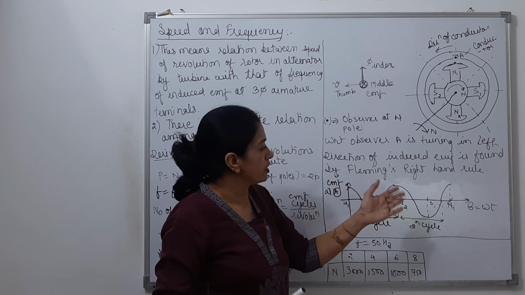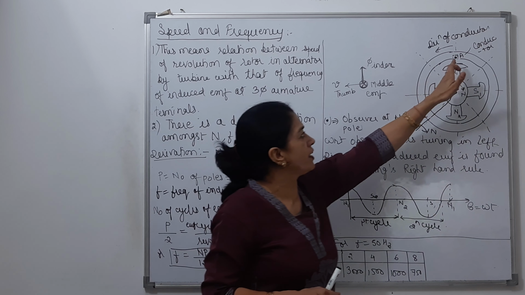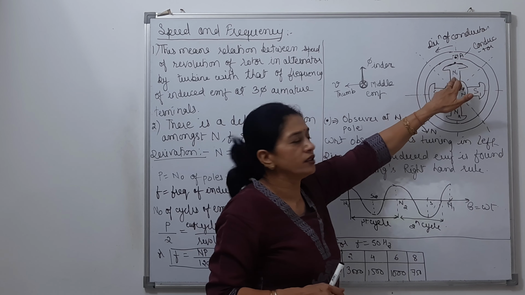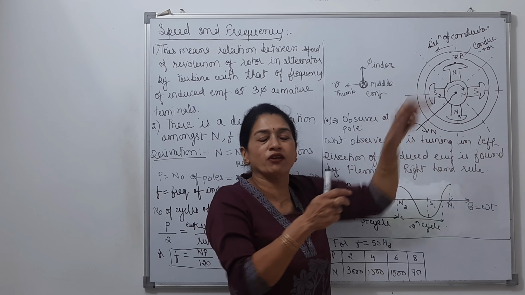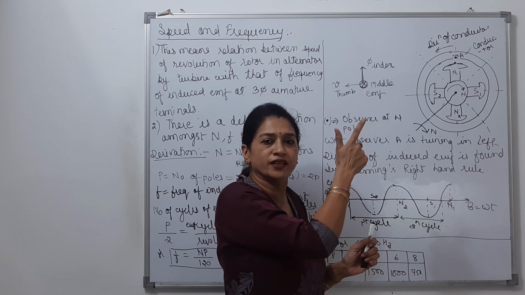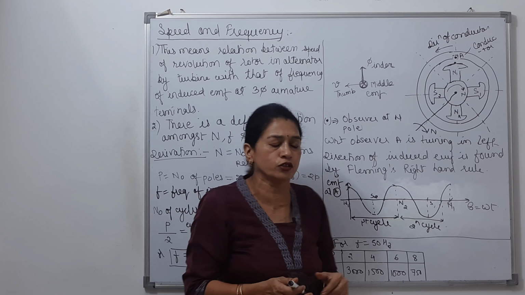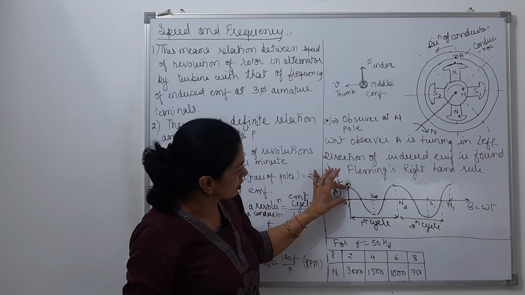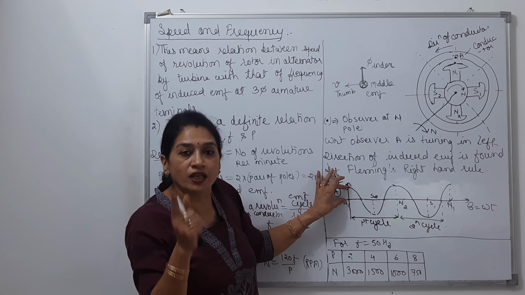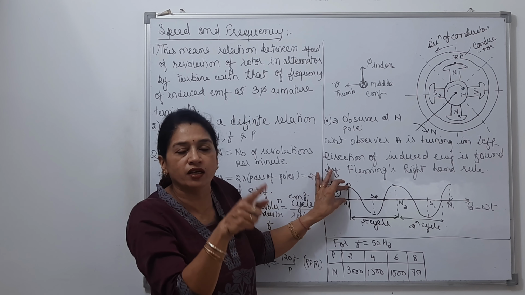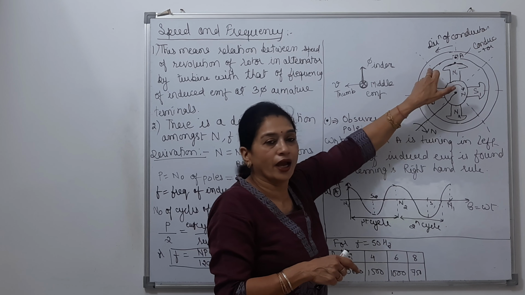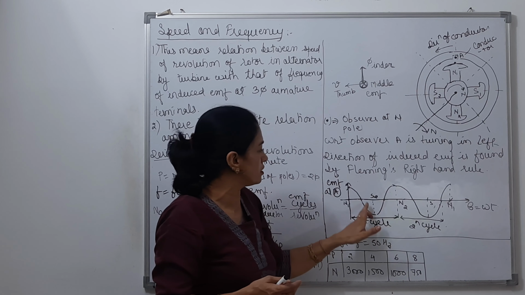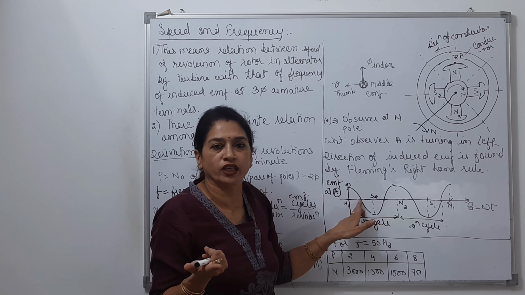So the remaining part I will be telling you this way: as the conductor is under the impact of north pole, its induced EMF, which is perpendicular to the board and inside to the board, I am considering as the positive one. So this is nothing but the positive induced EMF in conductor A when it is under the impact of N1 north pole. When it comes to this position at the neutral axis, it would be having zero EMF.